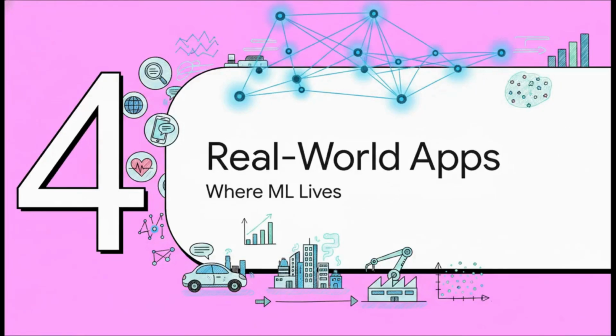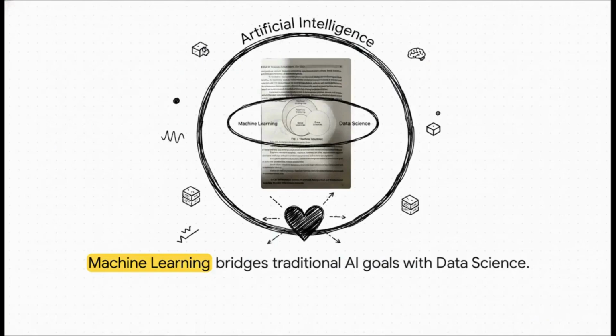So, we know the what and we know the how. Now let's explore the where. Where is this actually happening? Let's look at the real-world impact. Before we list the specific applications, it's really helpful to contextualize machine learning within the broader tech landscape.